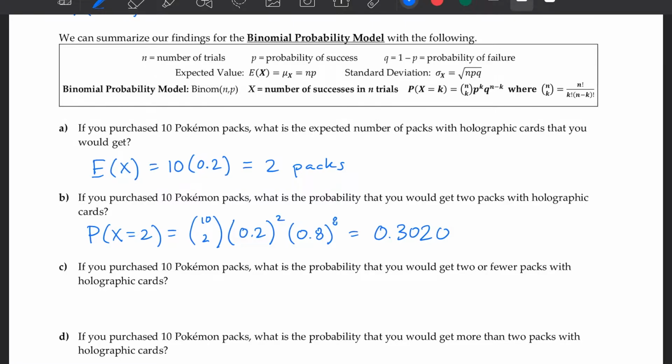What if we bought 10 packs and I was interested in the probability that I get 2 or less packs with holographic cards? So this time we're interested in the probability of getting x less than or equal to 2. This isn't too crazy to think about. This is asking, what if I got exactly 2? That's the above probability in part B. But this question also has us thinking, what if I got 1? Or what if I got none? What if I got really unlucky and it turns out I got none?